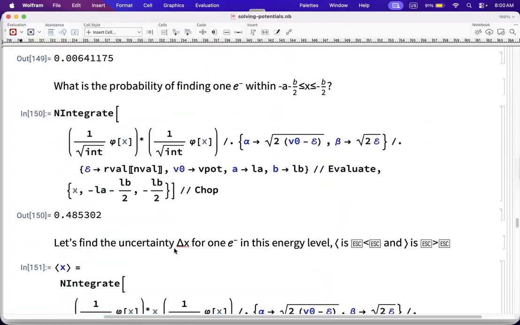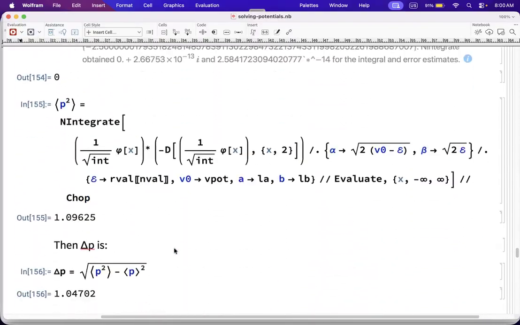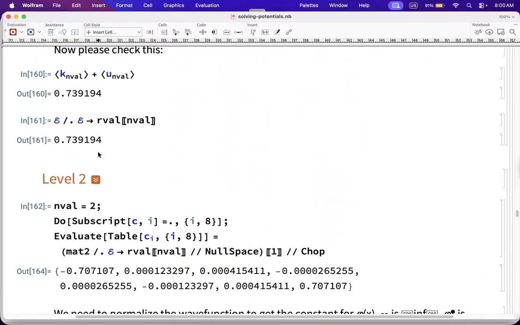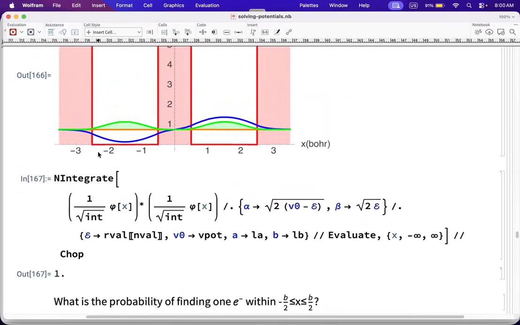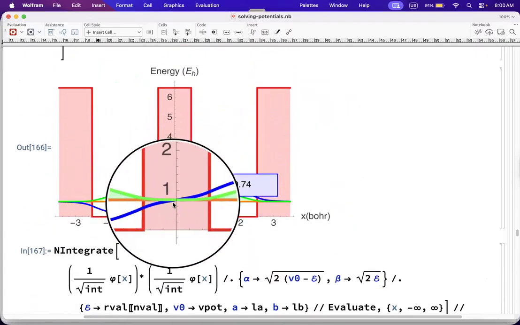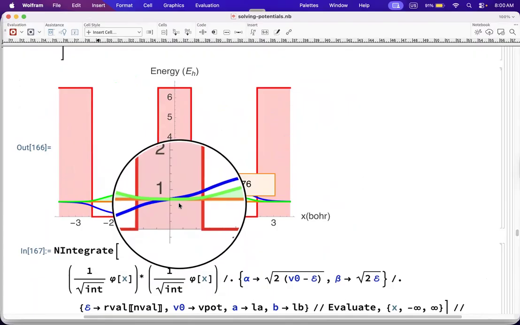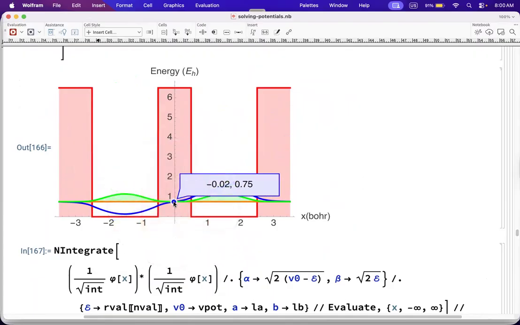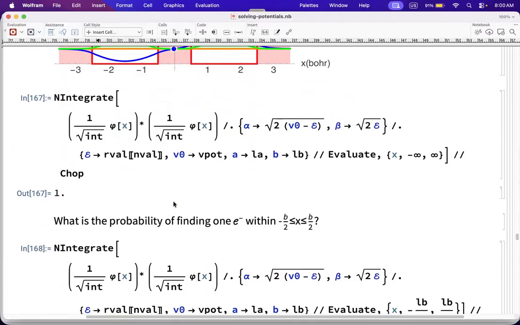But look at level 2, please. Let's go for level 2. In level 2, look what happened with the wave function. The wave function becomes 0 in the middle, you see? So it means that the probability of finding the electron in this part of the potential is 0. So for that reason, we call it an anti-bonding state, you see? This is an anti-bonding state.